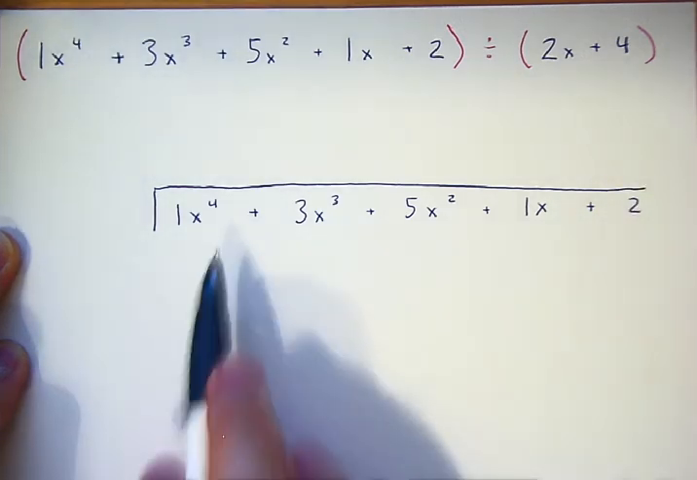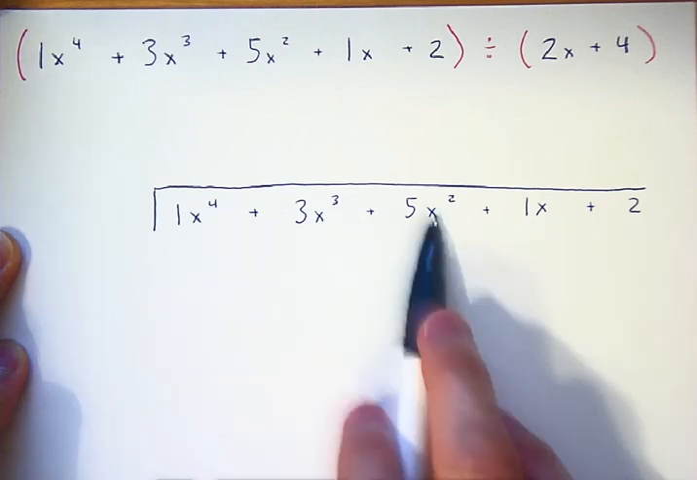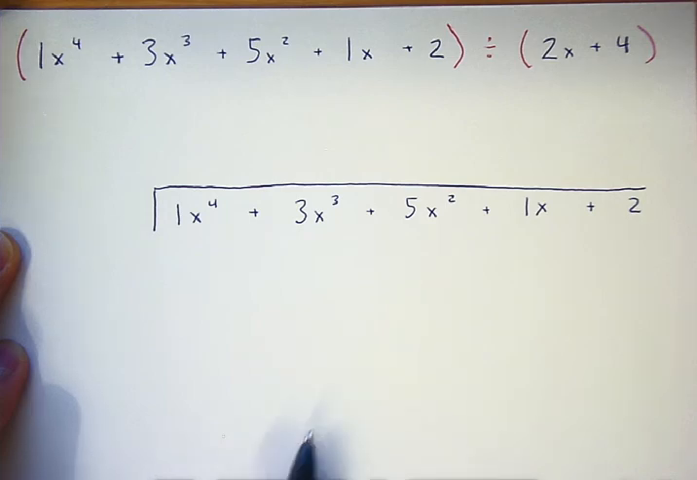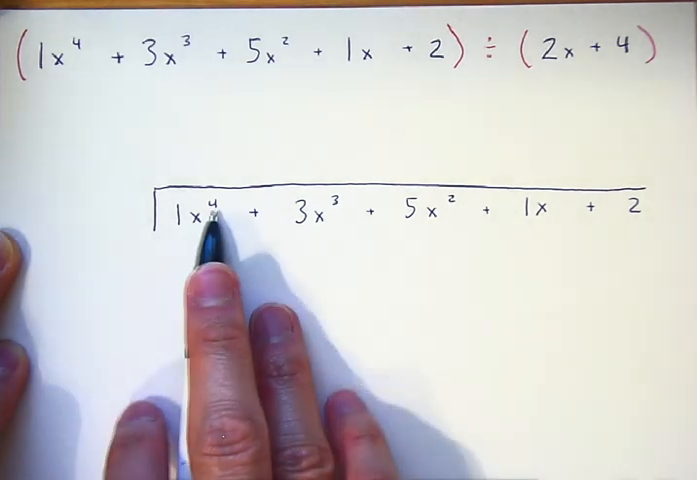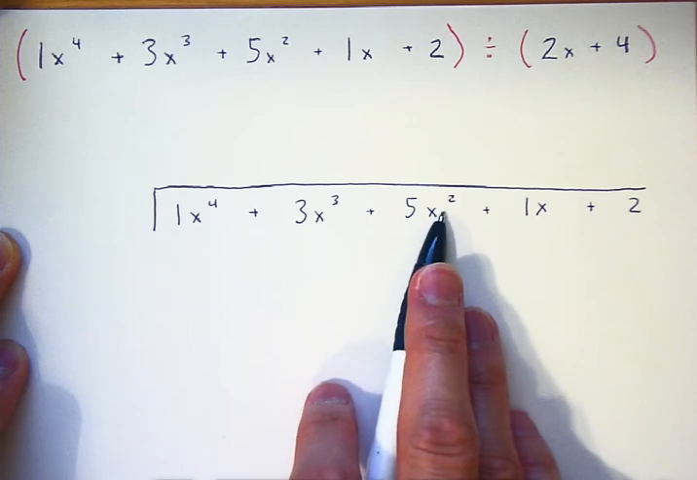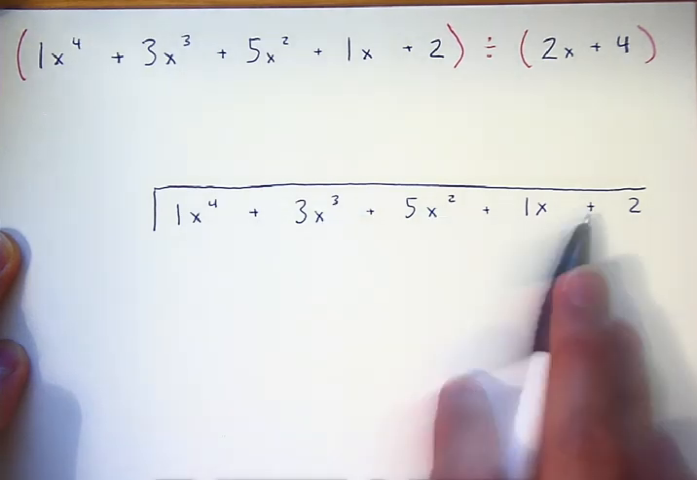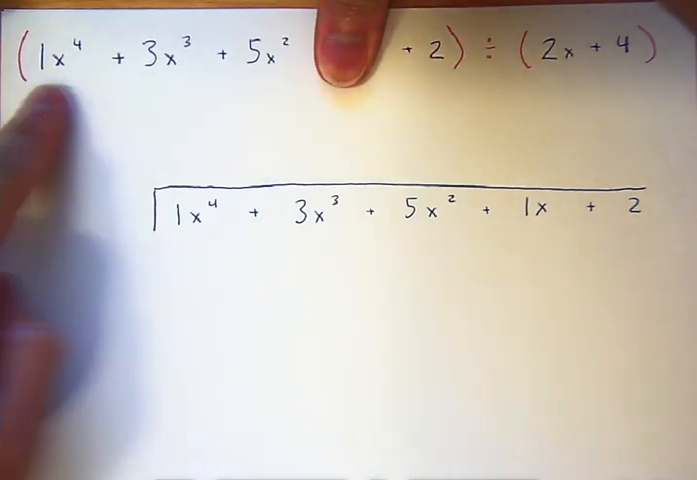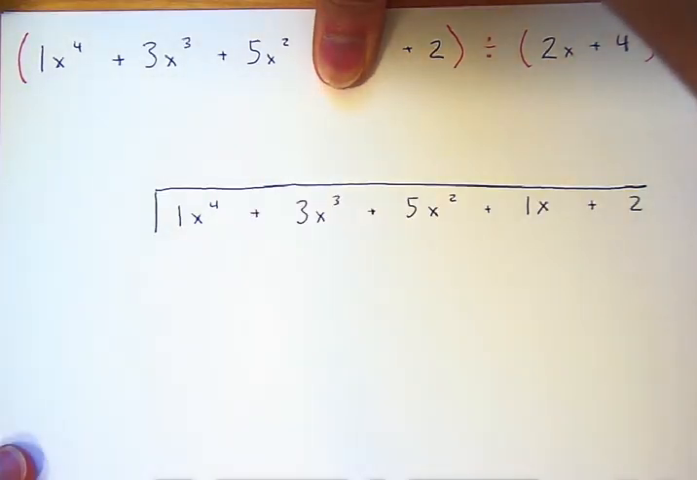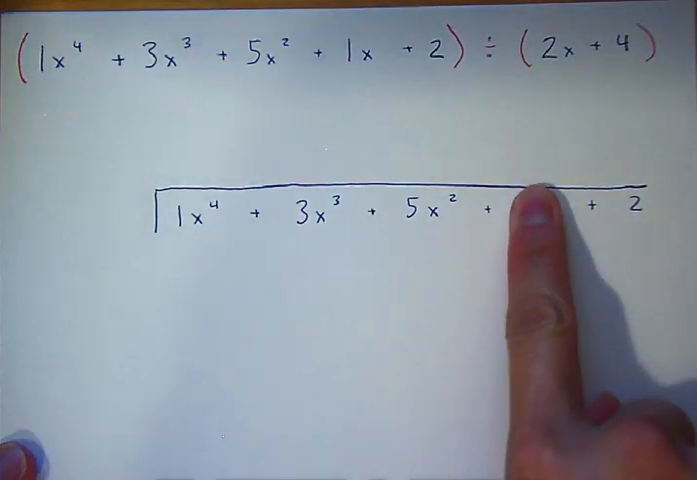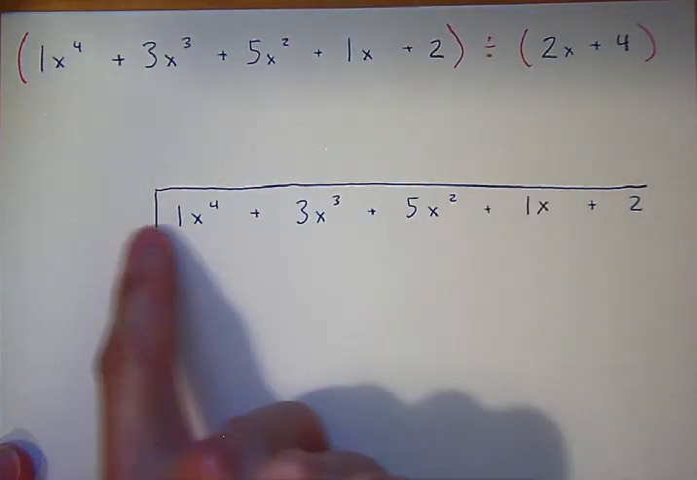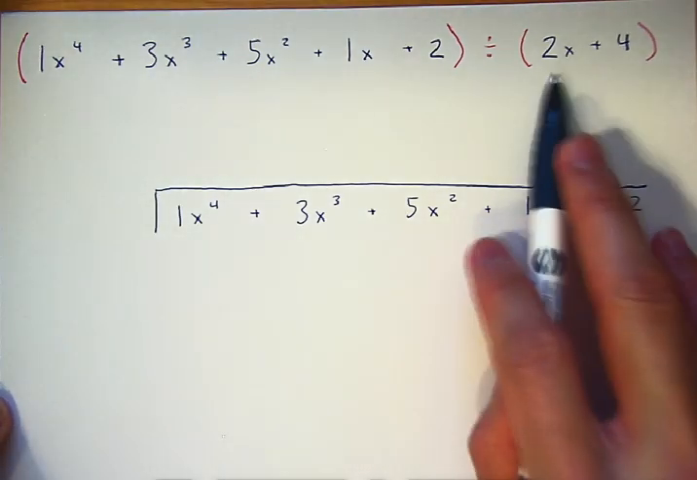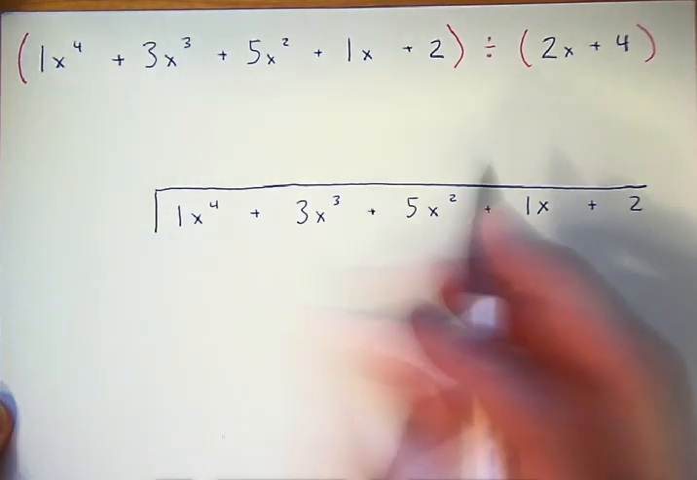One thing you should notice is it goes x to the 4th, x to the 3rd, x squared, x, and then no x's. If one of those is missing, you would just leave a blank space on the inside of this long division sign. Now we put this one here on the outside.